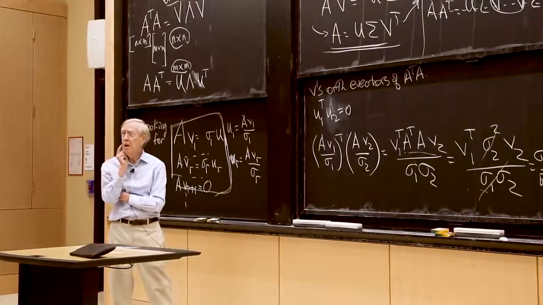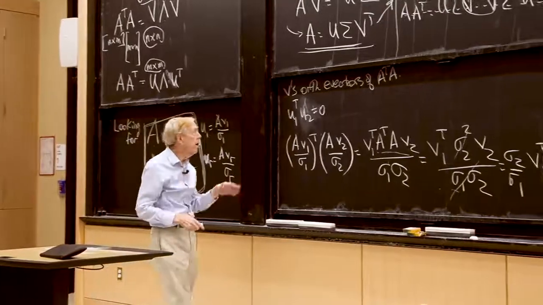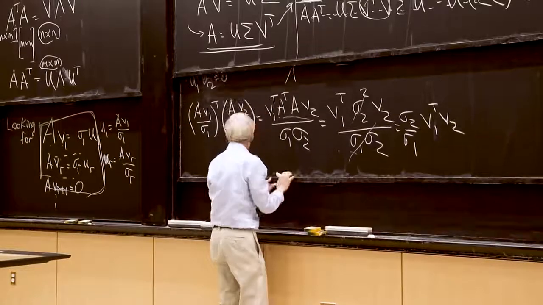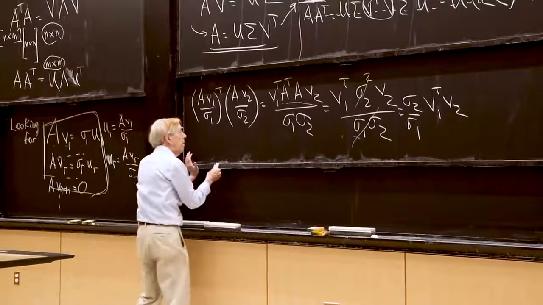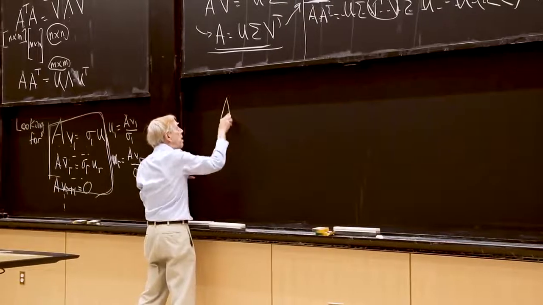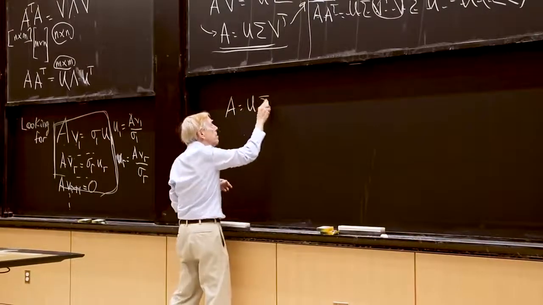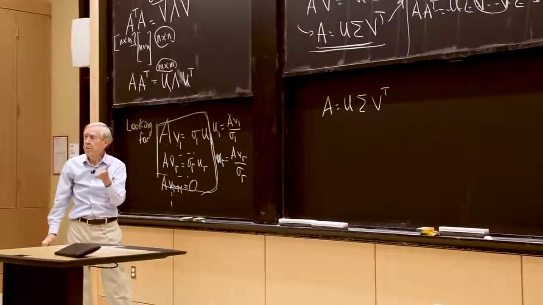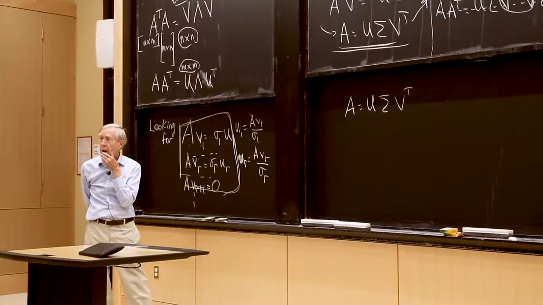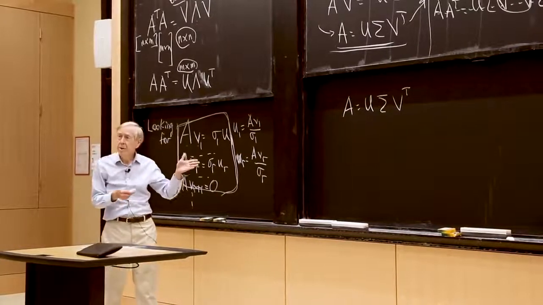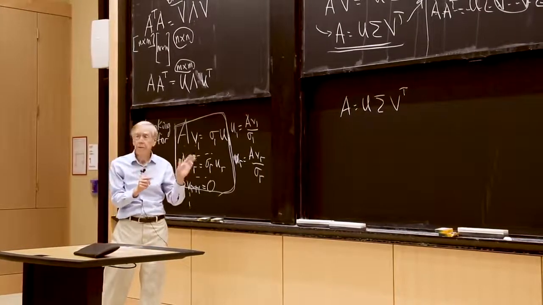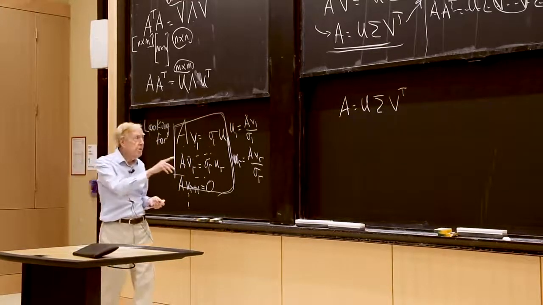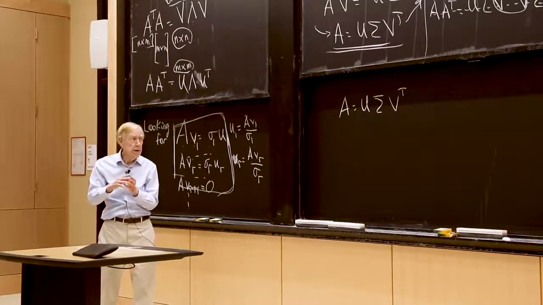Now I should think about the geometry. So what does A equal U sigma V transpose? Maybe I take another board. It's got 3 factors there. And each factor is kind of a special matrix. U and V are orthogonal matrices, so I think of those as rotations. Sigma is a diagonal matrix. I think of it as stretching.